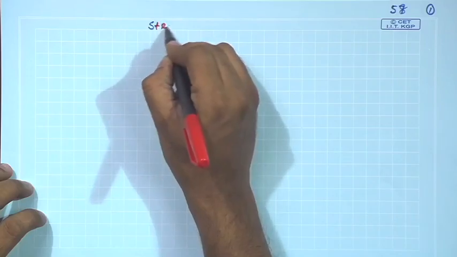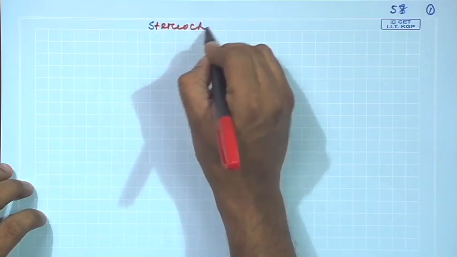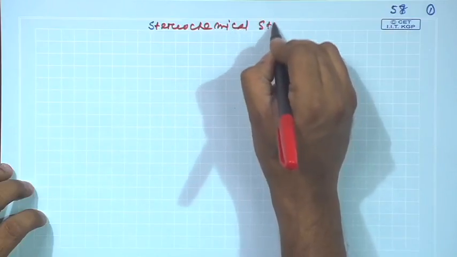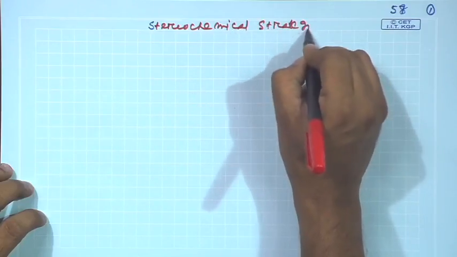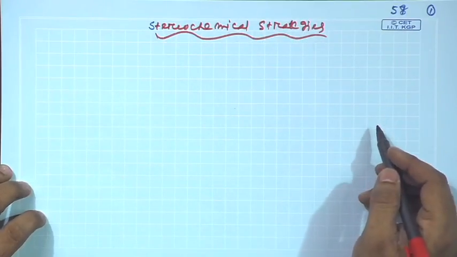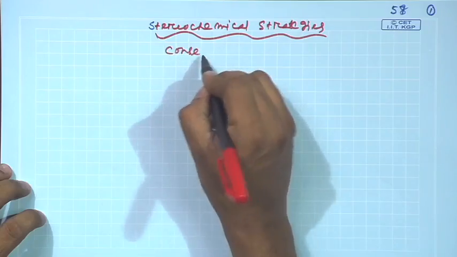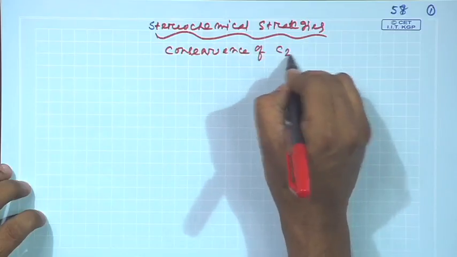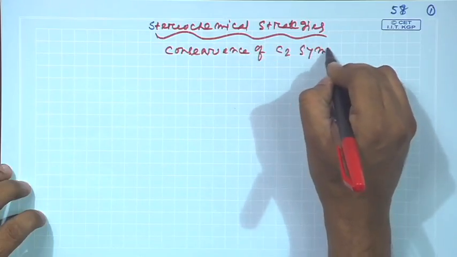Welcome back, students. We are discussing stereochemical strategies, and today we will give you the final note on stereochemical strategies. We will discuss a concept which we have already explained many times. The title of today's talk is the consequence of C2 symmetry in synthetic planning.